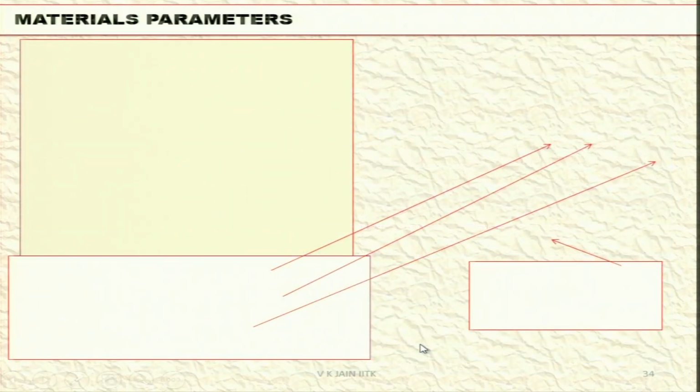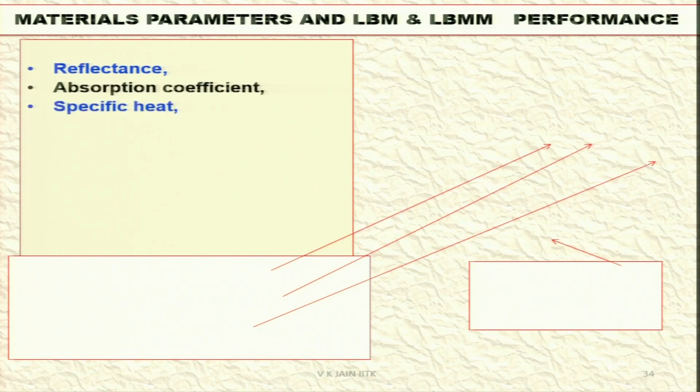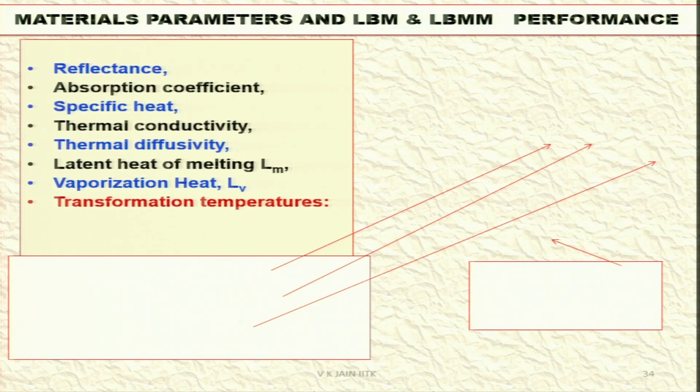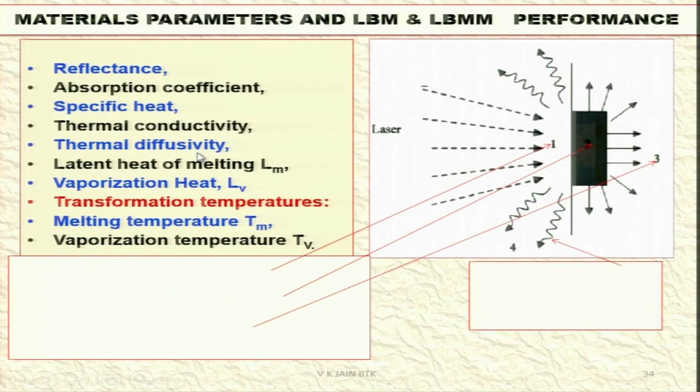Material parameters and laser beam micromachining performance: reflectance, absorption coefficient, specific heat, thermal conductivity, thermal diffusivity, latent heat of melting, latent heat of vaporization, transformation temperature, melting temperature, vaporization temperature. These are the parameters which are going to control the efficiency of laser beam micromachining. All of them have their own effect.